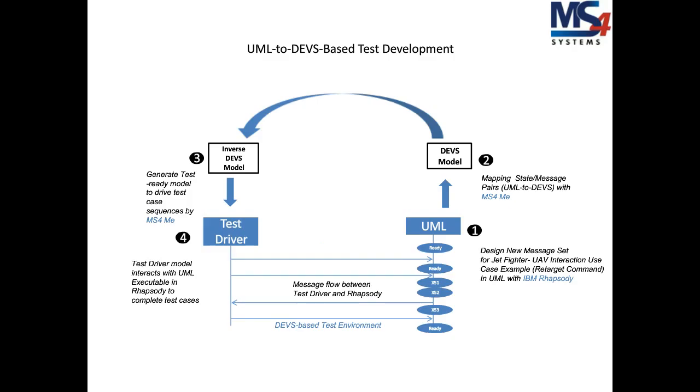So in this slide, we go through a process of converting from a UML specification for a message or message set into a DEVS model. So that's going from number 1 to number 2. The slide seemed to be a little disoriented where that arc should be on the top.